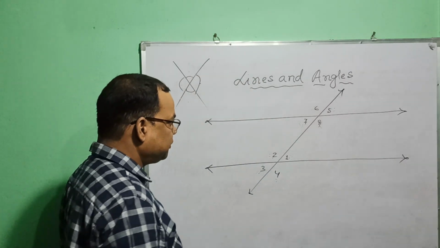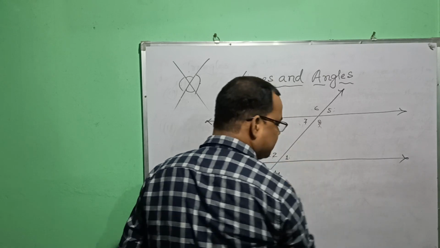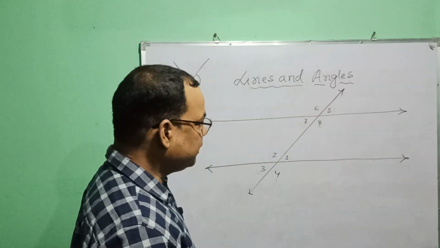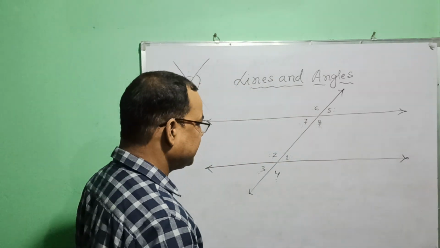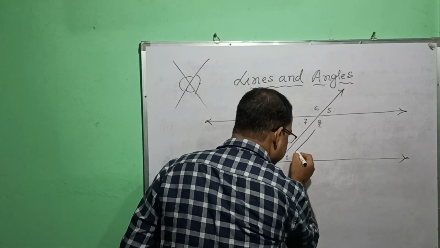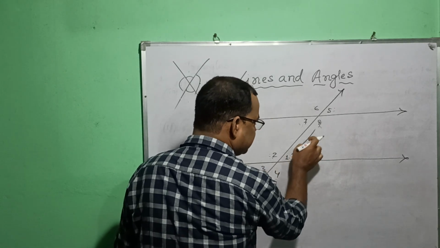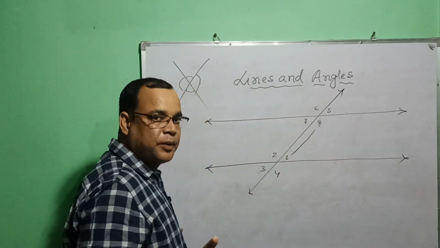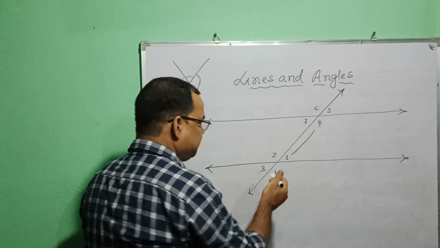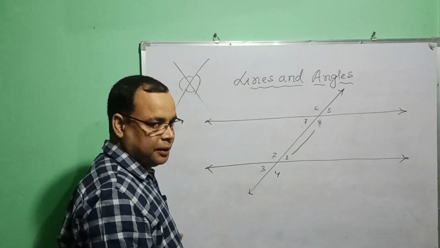Another property is that I told you that these two angles 1 and 8 are called interior angles on the same side of the transversal. When these two lines are parallel, then the sum of these two angles, angle 1 plus angle 8, is always 180 degrees. Then angle 7 and angle 2 sum to 180 degrees.